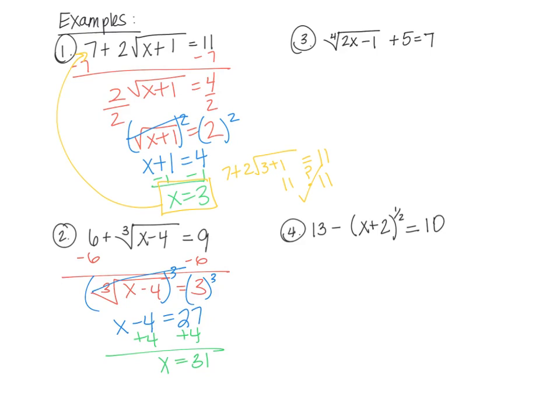So again, I think that x equals 31. I'm not sure, so I want to go back and plug it in. So I'm going to say 6 plus the cube root of 31 minus 4. And the question is, do I really equal 9? Okay, so let's do it. 31 minus 4 is 27. The cube root of 27 is going to be 3. 3 plus 6 is 9. So yes, indeed, 9 equals 9. So 31 is a solution. Moving on to the next one, I want to isolate my radical. So I'm going to move my 5.